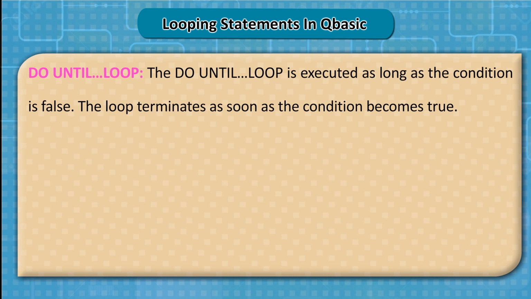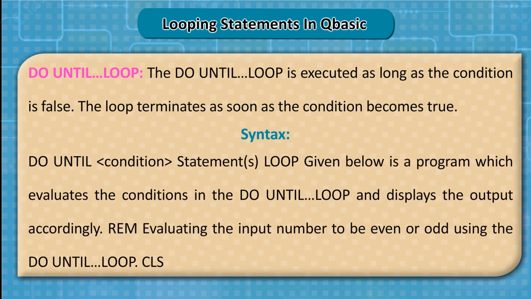Do until loop. The do until loop is executed as long as the condition is false. The loop terminates as soon as the condition becomes true. Syntax. Do until condition. Statements. Loop. Given below is a program which evaluates the conditions in the do until loop and displays the output accordingly.